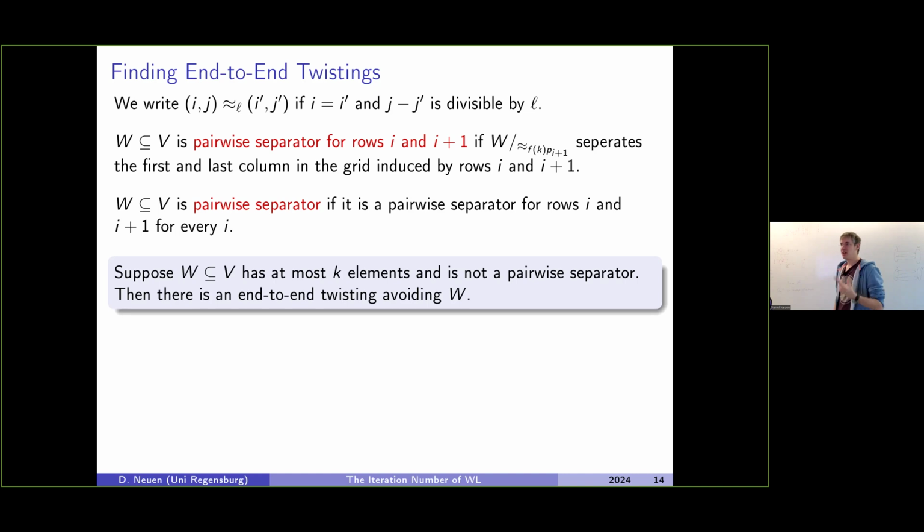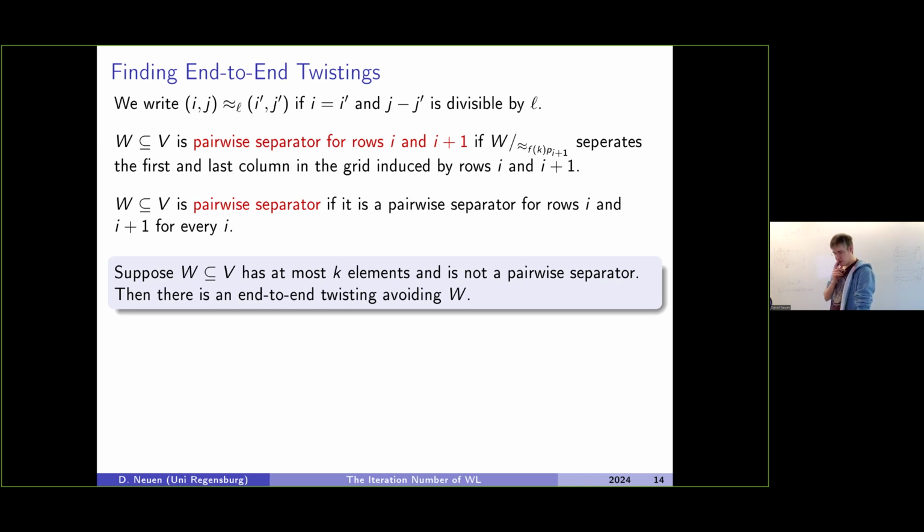Yeah, and here we are restricting ourselves to rows i and i plus 1 for every possible i. Okay, and that's what we call a pairwise separator. So if there is not a pairwise separator, then we can move from one end to the other.